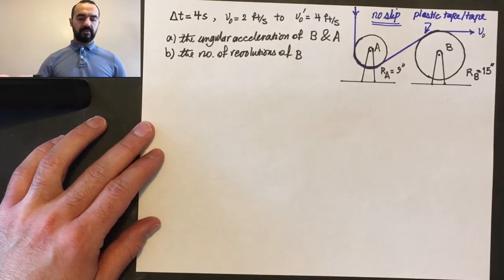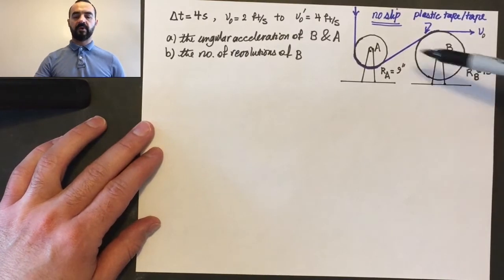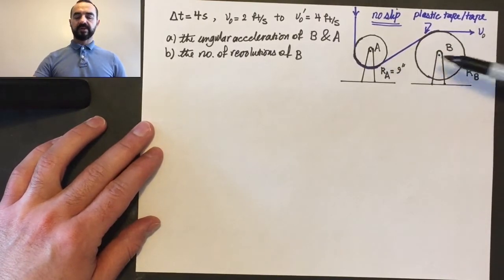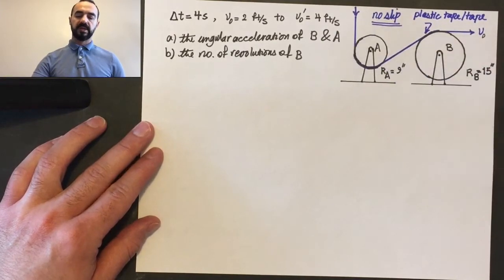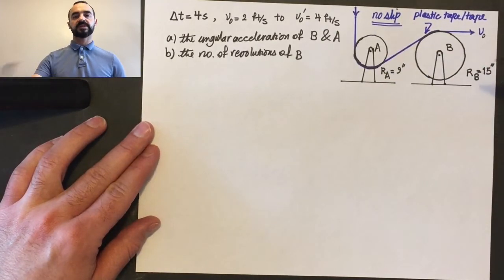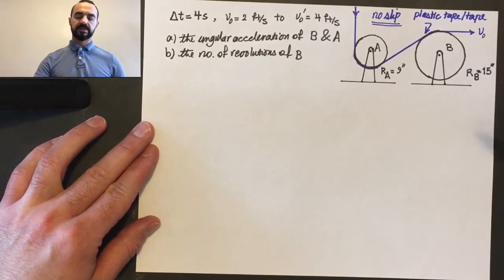Hello. Following our previous lecture about rigid body dynamics, now I'm going to solve an example which involves rigid bodies in its most simplified form. What we have here is two wheels, a large one and a small one, and a tape which is essentially used to transfer motion from one wheel to the next.